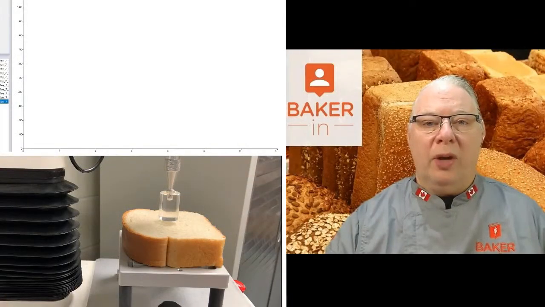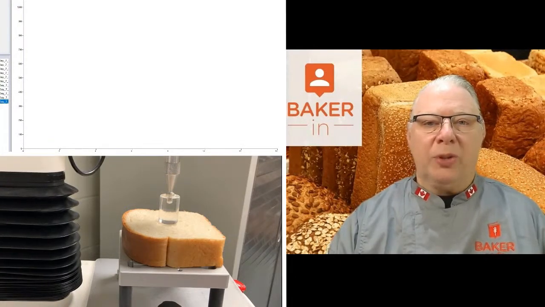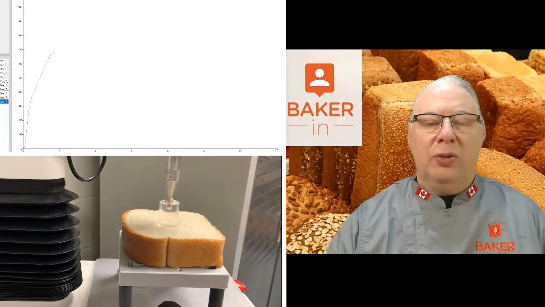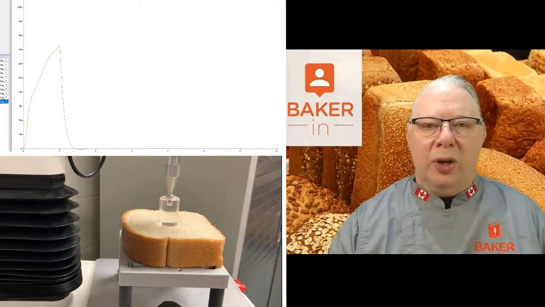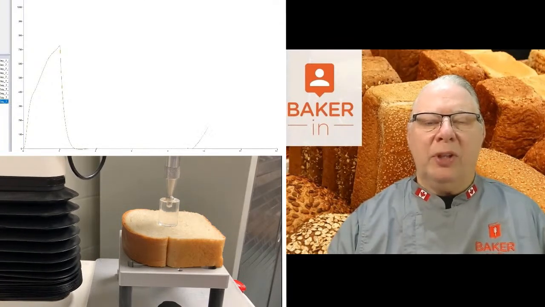So what we just saw there is the texture analyzer instrument penetrating a double slice of white bread to measure the texture of how firm or how soft it is. And I'll get into a little bit more of the details of what we saw with that graph yet as well.